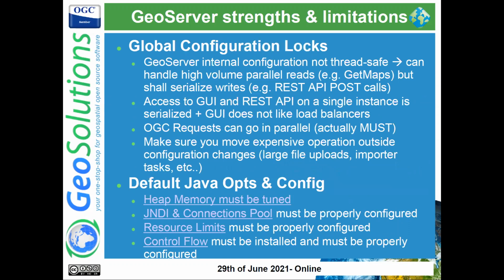So, GeoServer internal configuration, which is also referred to as the catalog. I may use the two words interchangeably. It's not thread safe. It's meant to handle a high volume of parallel reads. So that's why it's not thread safe. There is no actual lock during this operation. But writes are serialized. So as we said, you cannot make concurrent changes to the configuration.